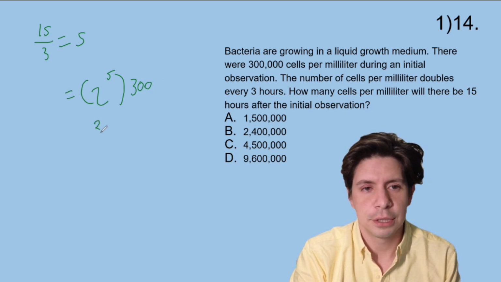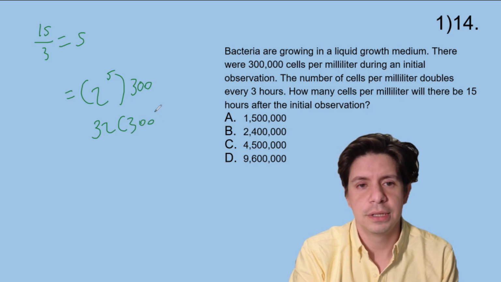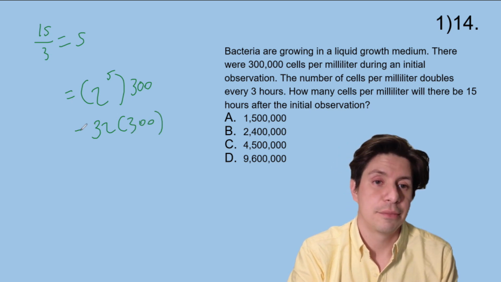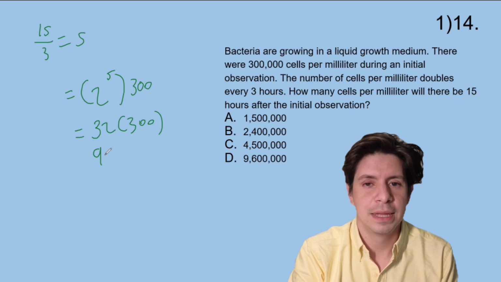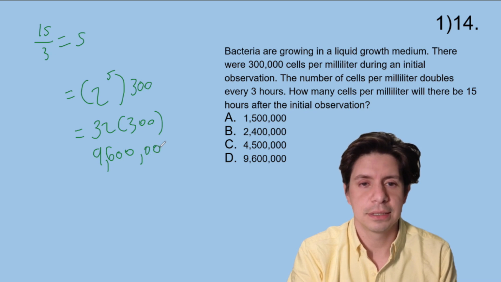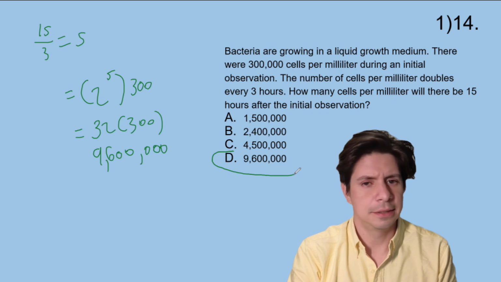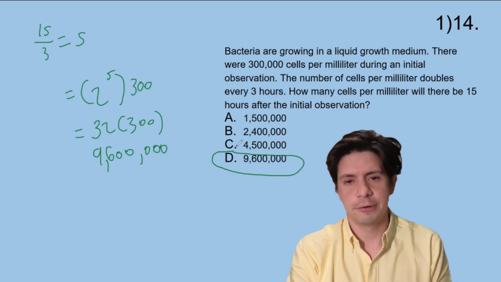2 to the 5th is 32. 32 times 300 equals something. And what does that equal? It's going to equal 9600. And then we're going to add on the 1,000. So it's going to be 9,600,000. And that is D, right? Not too bad, even though it's a nonlinear function.